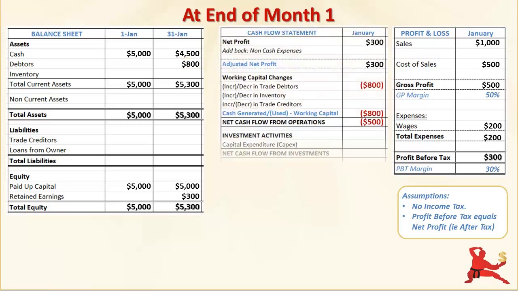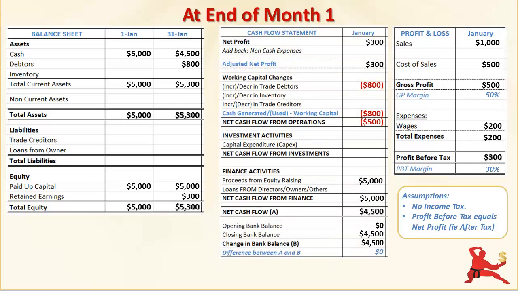To understand what happened with cash, you need to look at your cash flow statement for the month of January. This statement shows you that your operating activities used up $500 of cash because of working capital requirements, specifically because your business had $800 of cash being tied up in debtors. The financing activities section shows the proceeds of $5,000 from equity raising earlier in the month when you set up the business. So your net cash flow for the month is $4,500. And that is exactly the amount that your bank balance changed by from the time you set up the business, just before you put in the equity, and at the close of business on the 31st of January.